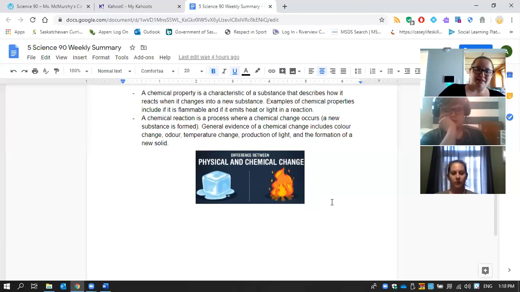Okay, so our last one. A chemical reaction is a process where a chemical change occurs. So a new substance is being formed. General evidence would include color changes, maybe there's an odor, a temperature change, whether it's increasing or decreasing, a production of light, say if you're burning magnesium, and even the formation of a new solid.